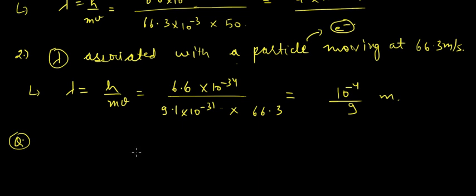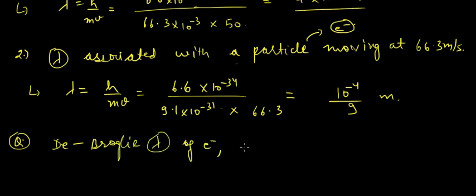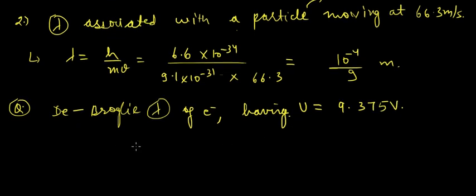Okay, so next question is you have to calculate the de Broglie wavelength of an electron which is subjected to a potential difference of 9.375 volt. So calculate the de Broglie wavelength of an electron having potential difference, or V, of 9.375 volt.